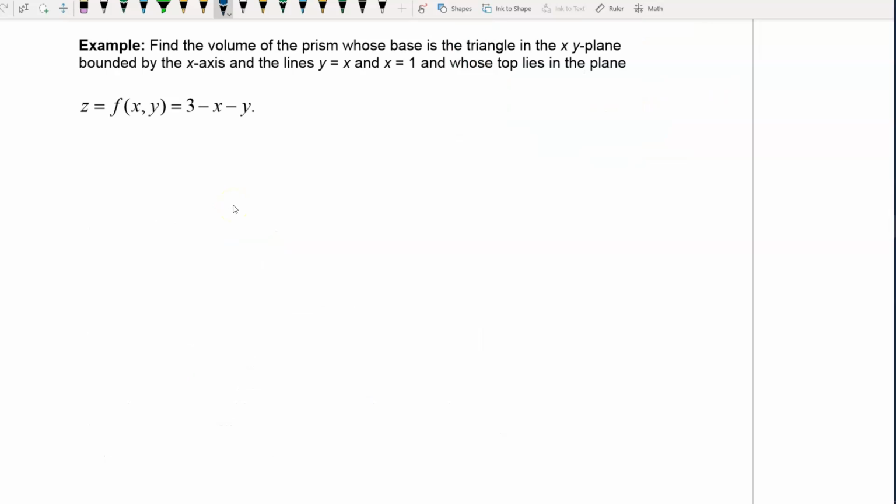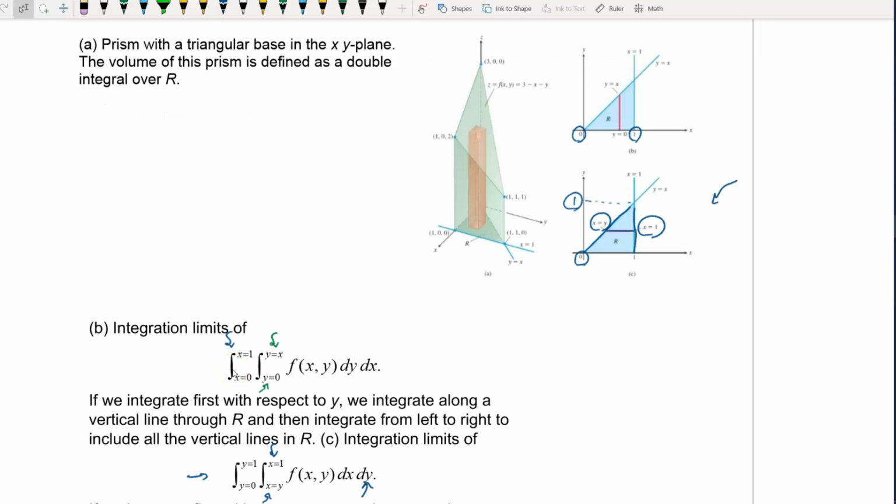Find the volume of the prism whose base is the triangle in the xy plane, bounded by the x-axis and the lines y equal to x and x equal to 1, and whose top lies in the plane z equal to f(x, y), which is equal to 3 minus x minus y. This is what I'm going to use for the double integral here.